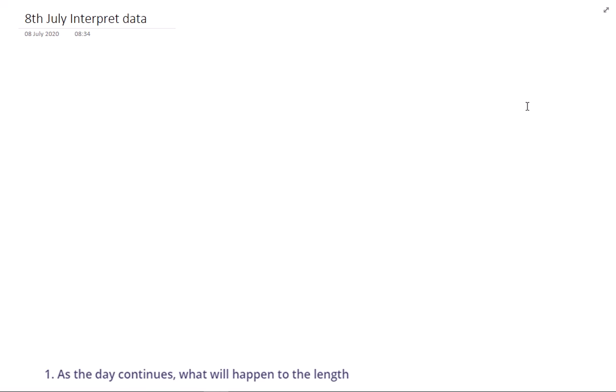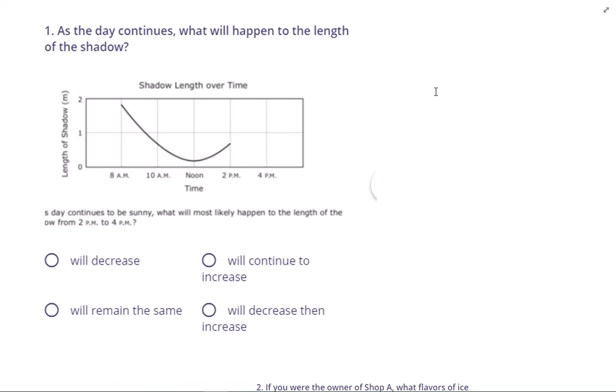This video is to give you a bit of help with the quiz on interpreting data. So for the first question, as the day continues, what will happen to the length of the shadow?